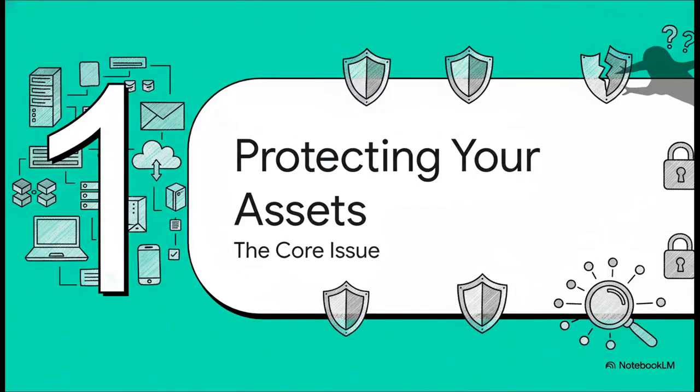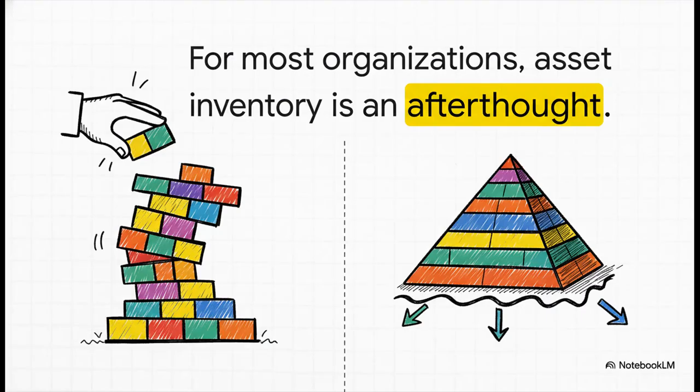Okay, so let's really break down this core issue. In this first part, we're going to explore exactly why you just can't protect what you don't even know you own. You know, this really highlights a huge gap between what companies do and what they should do. So many organizations only scramble to create an asset list when an auditor is literally knocking at the door. But for a truly cyber-resilient organization, it's not some afterthought. It's the foundation that everything else is built on.